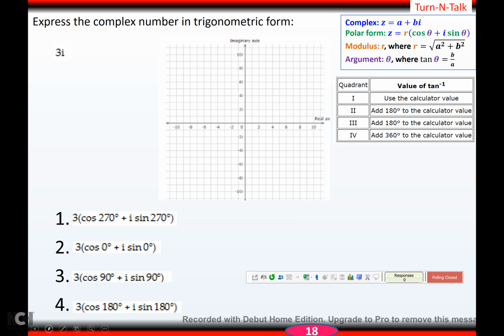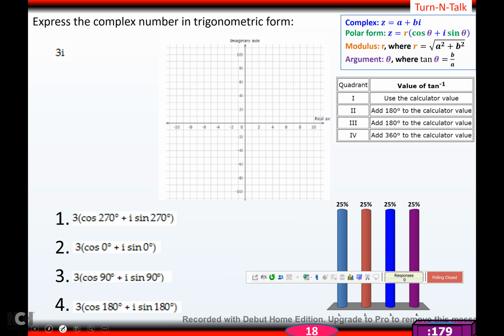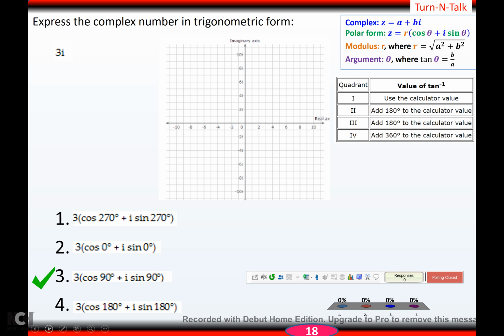Try this one, hit pause, come back when you're ready. And hopefully you got 3. This can be written as 0 plus 3i, which would be plotted right here. So you can actually tell what theta is. Theta is going to be 90 degrees. I'll do the math, but you can tell what theta is going to be.